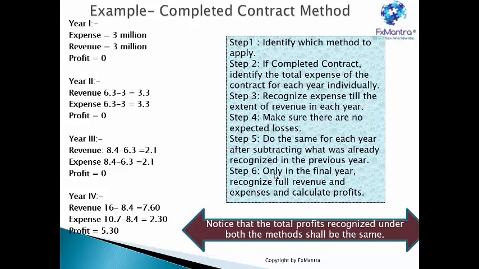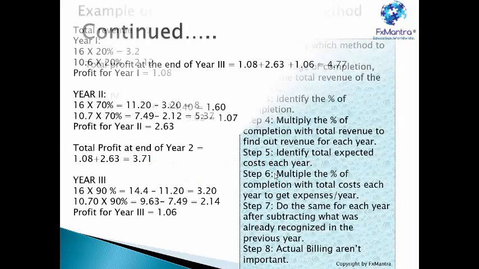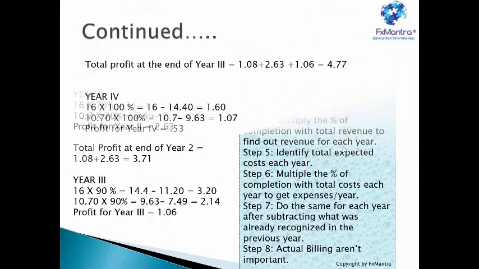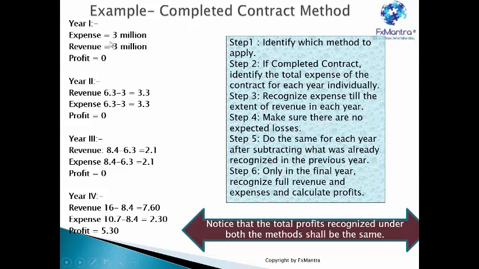expense equal to revenue. In the first year, if you look at the table, you have incurred an expense of $3 million, in the second year 3.3, in the third year 2.1, and in the fourth 2.3. So what we do is in the first year expense equals 3, so revenue also equals 3, so that profit equals 0. In the second year, you can follow the cumulative approach as I taught in the stage of completion method, or you simply know that I have spent 3.3 in the second year, so revenue and expense both have to be 3.3. Similarly for year 3 as well.